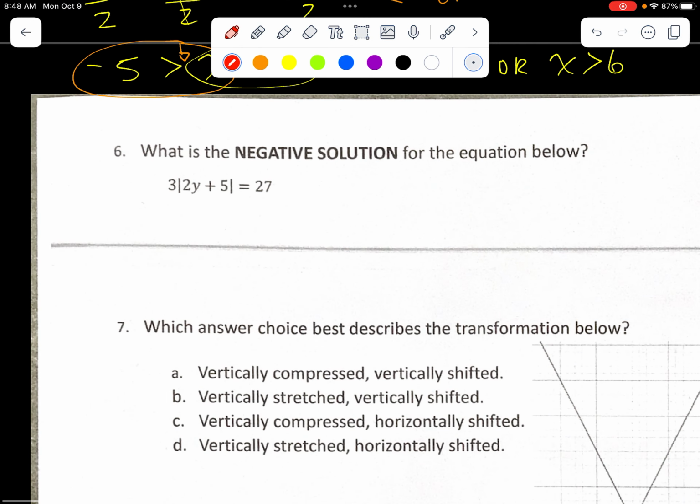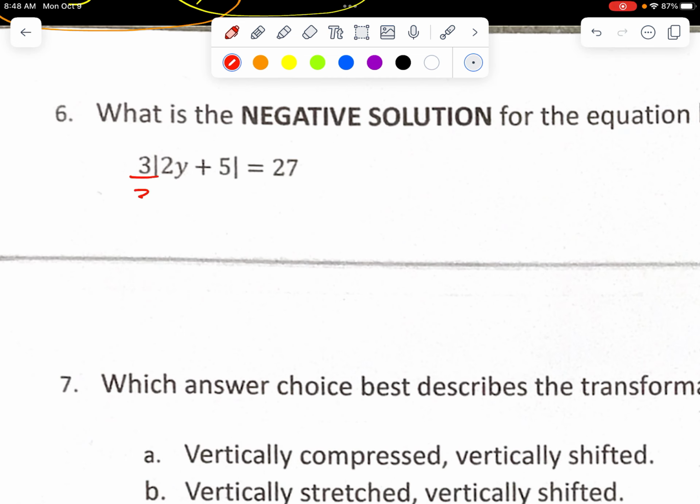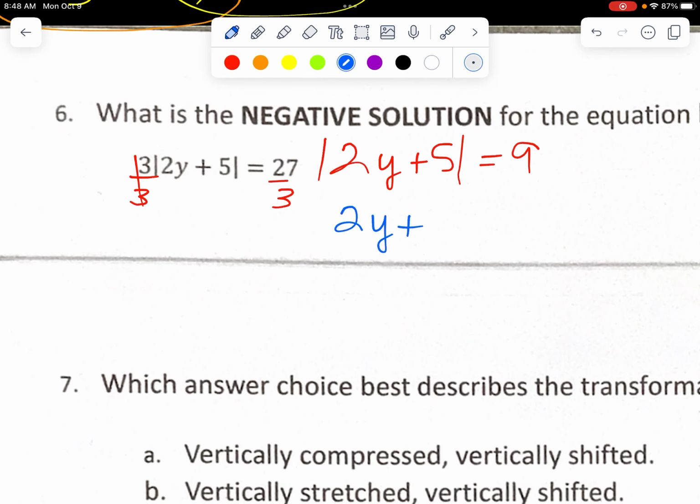Number 6, what is the negative solution for the equation below? We need to get the house by itself, so let's divide by 3. Divide by 3. 2y plus 5 equals 9. Now that the house is by itself, you can drop the house. Equals 9, equals negative 9.